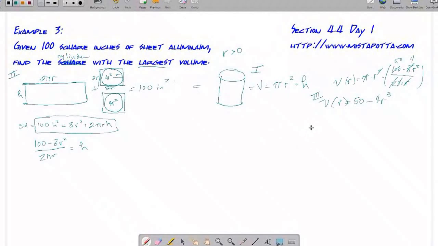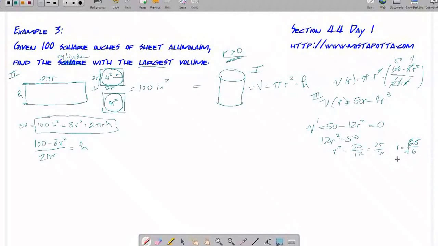I'm looking for a critical point. My derivative is 50 minus 12r squared, and I want to know where it's equal to 0. And when I do this, I'm going to end up with 12r squared equals 50, and so r squared is 50 twelfths, or 25 sixths. And so r is going to be, I'm only going to look at the principal root of 25 sixths, because the negative root is not part of this domain. So my radius is going to be root 25 sixths.